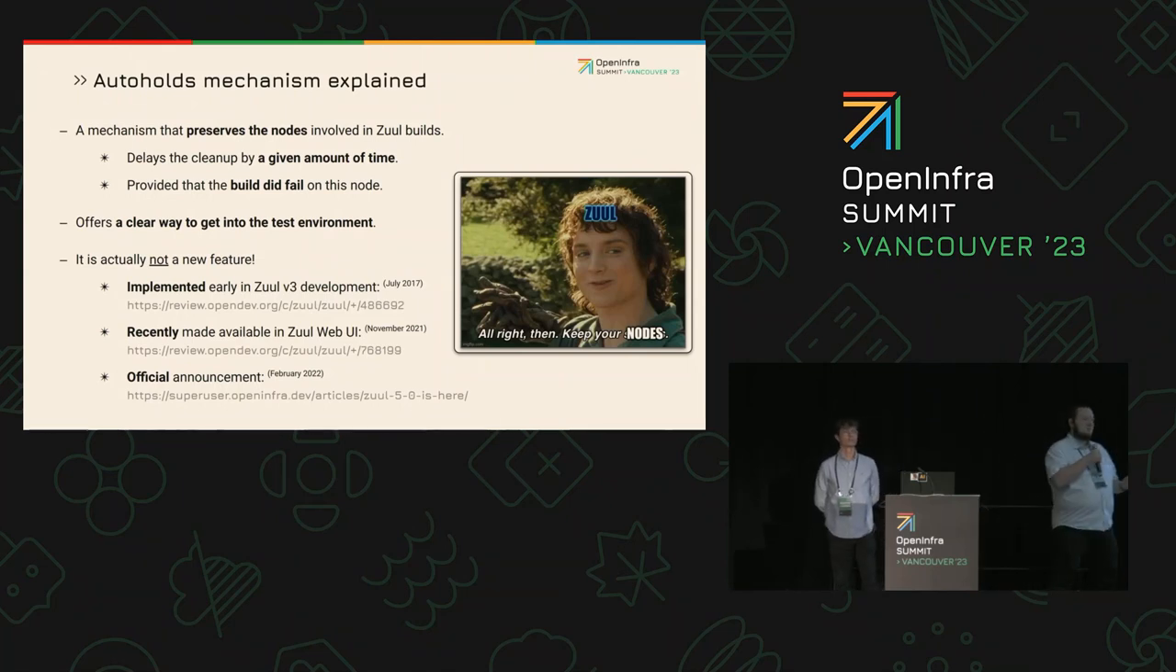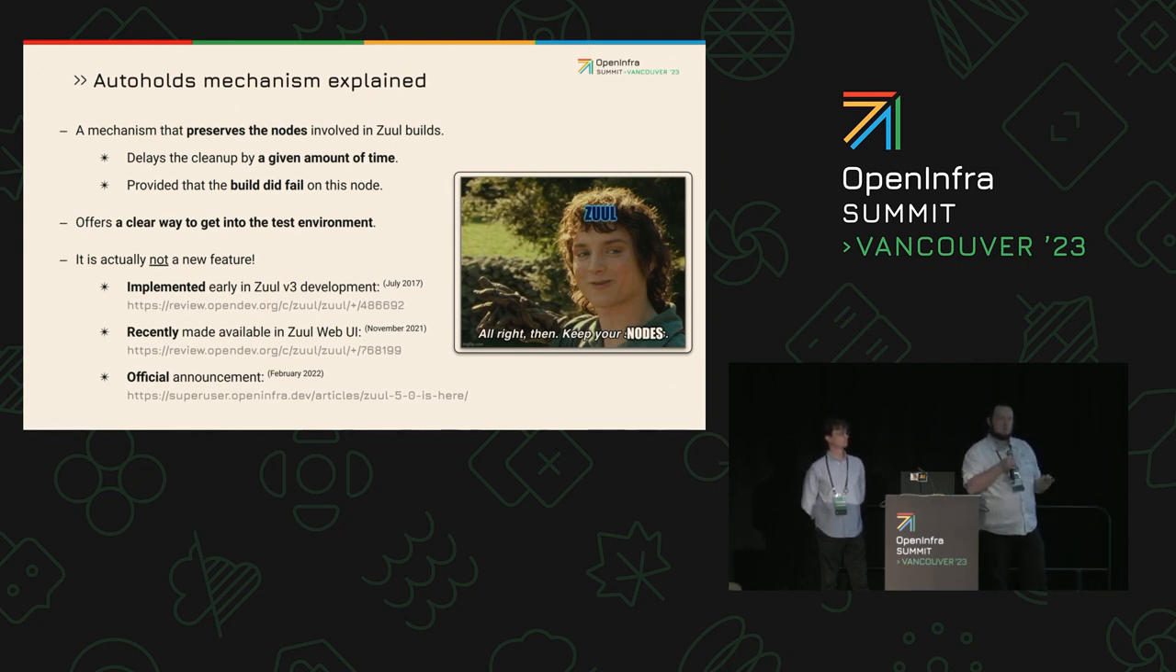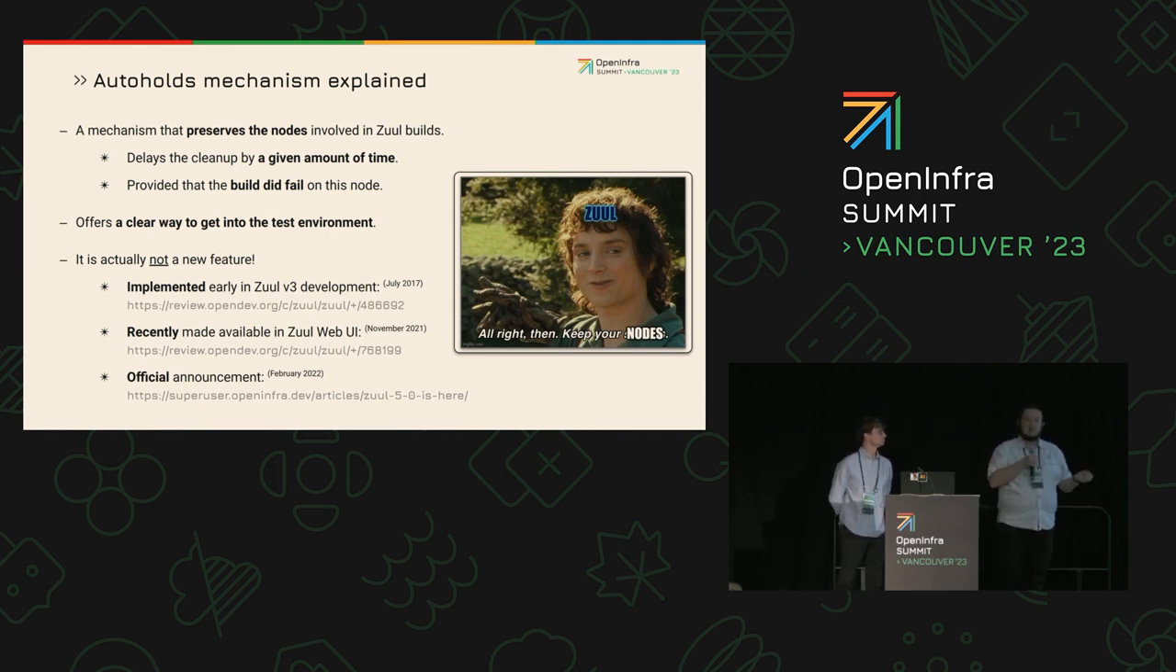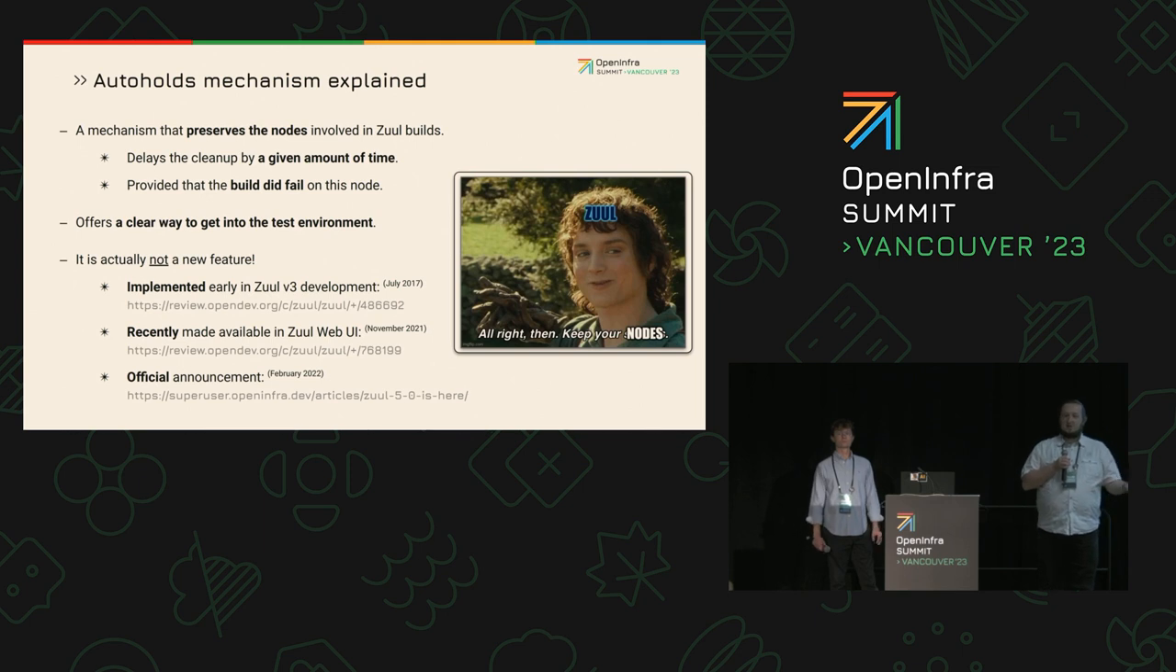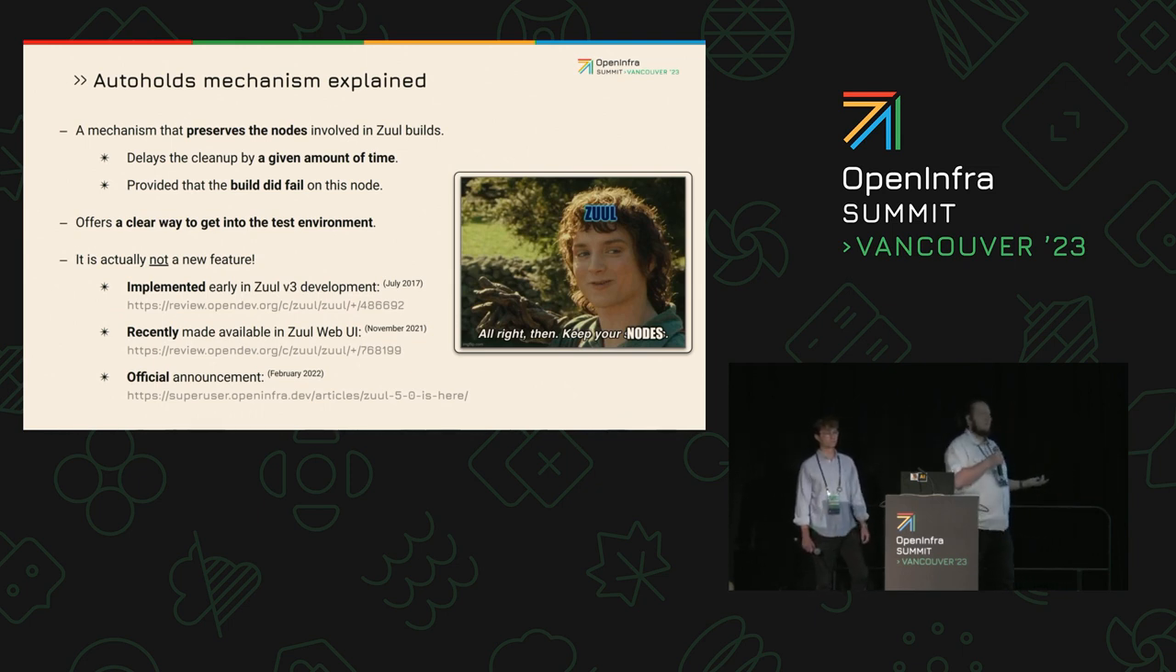This is where the neat feature of Zuul called autoholds comes in. It offers you a way to preserve a runner node for a specific amount of time. So if there is a failure in your build, that node is not cleaned up, and you can get there for a specific amount of time. It's worth noting that it's not something really new in Zuul itself. If you look at the dates in the commits, it was implemented many years ago during the development of Zuul version 3. But what's important is that quite recently, about a year ago, it became available over the Zuul web interface. So it is now more conveniently accessible for all, also developers. We don't need to use the Zuul CLI client to access it. And this is very convenient.